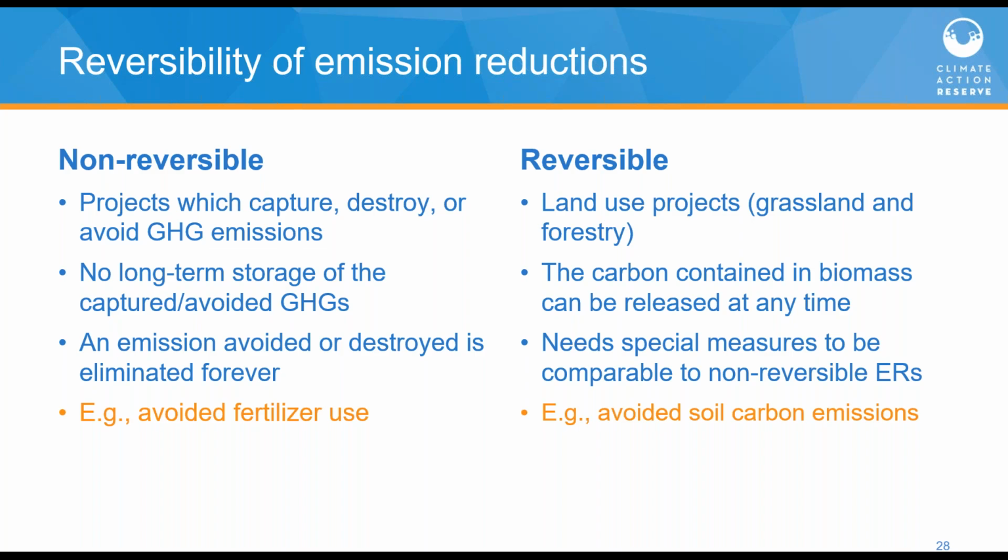Now, reversible emission reductions are things like land use projects, grassland and forestry, where you're storing that carbon in the land and the biomass, and it could be released at some time before the 100 years is up. So in those cases, we need special measures in place to ensure permanence and make sure that those emission reductions are comparable to non-reversible emission reductions.